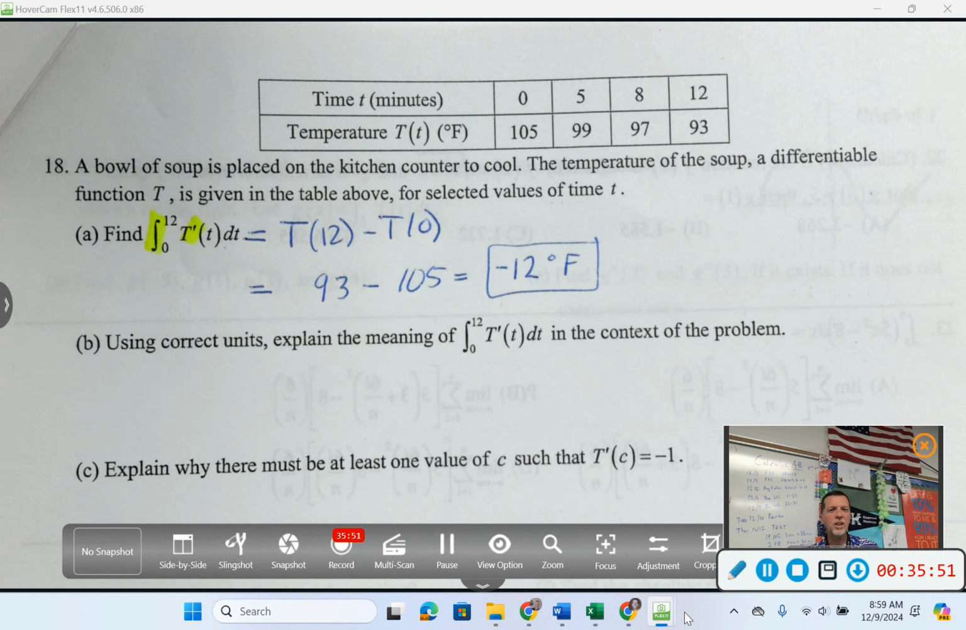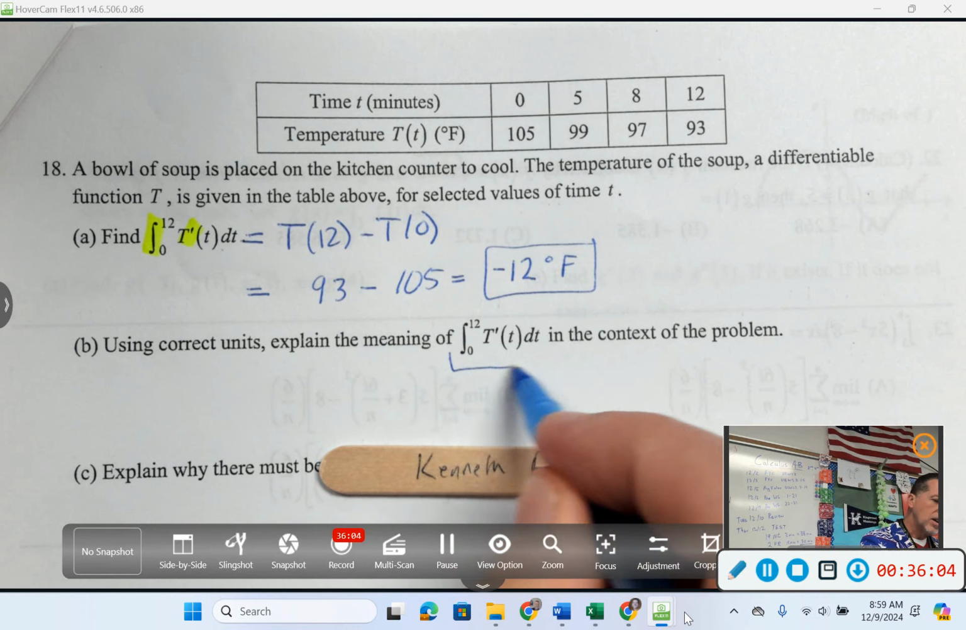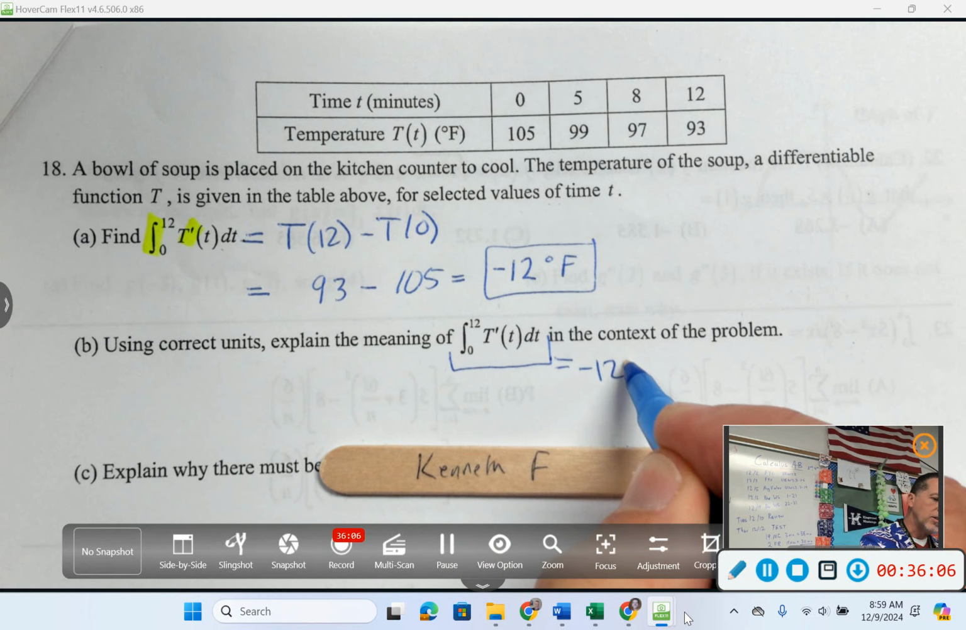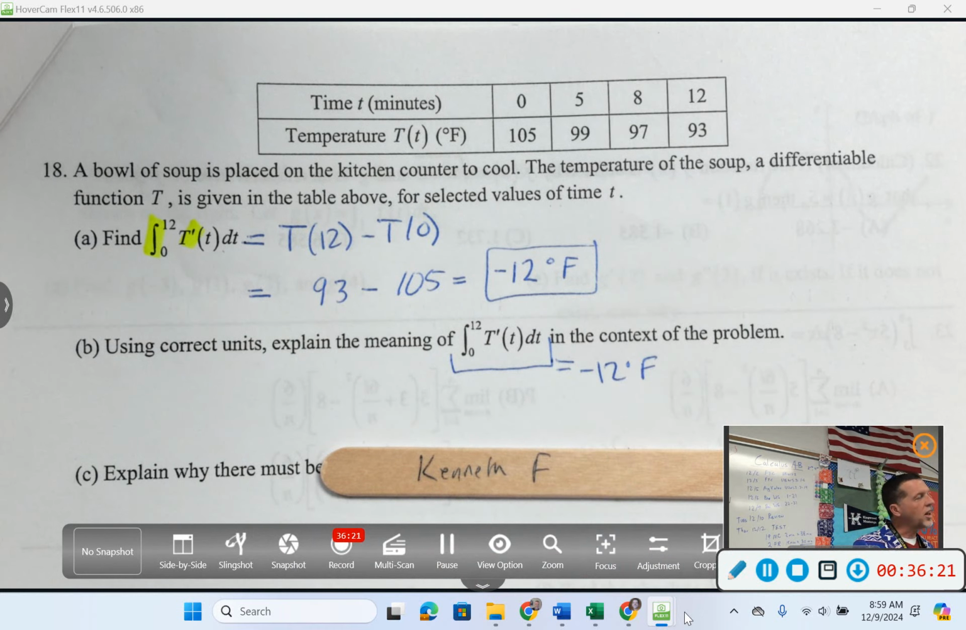Part B is sort of like Part A, using correct units. Explain the meaning of what we just found. So, Kenneth, in the context of this problem, we said this is negative 12 degrees F. What is that? Just T. Okay, it's T, but I need you to say more than that. Because there was no time that the temperature was negative 12. Maybe look back to this.